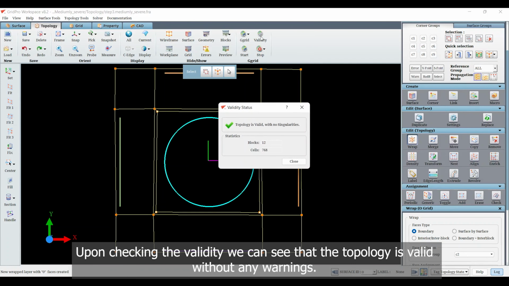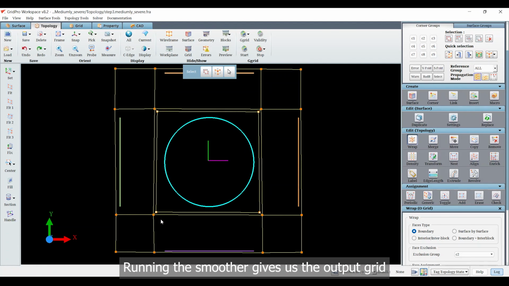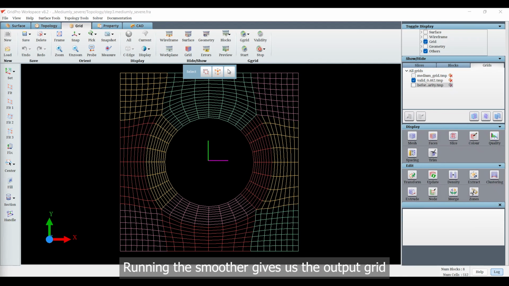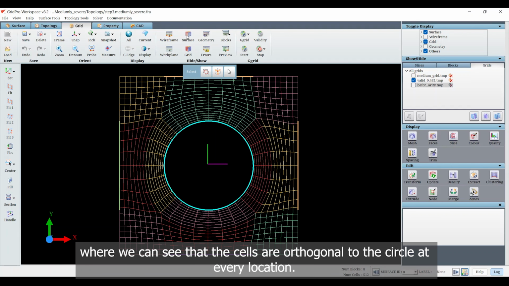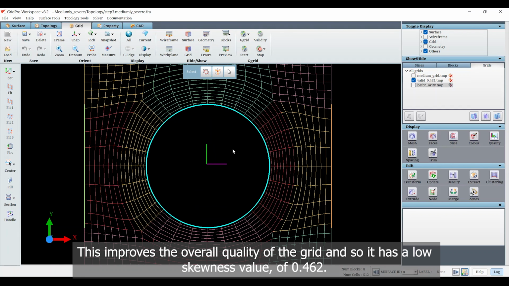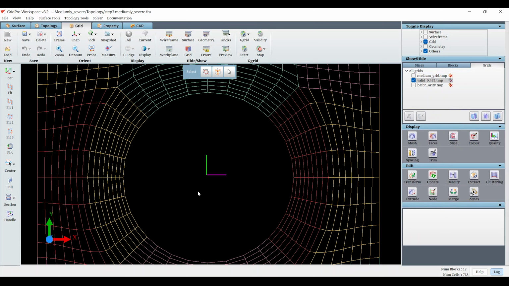Upon checking the validity, we can see that the topology is valid without any warnings. Running the smoother gives us the output grid, where we can see that the cells are orthogonal to the circle at every location. This improves the overall quality of the grid, and so it has a low skewness value of 0.462. With this we come to the end of today's tutorial.